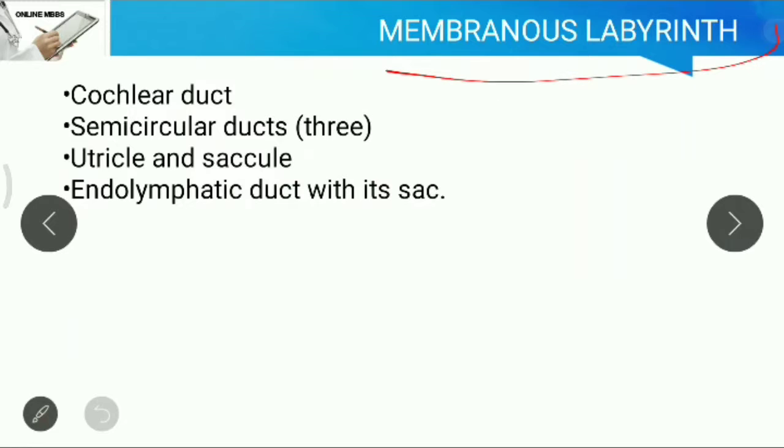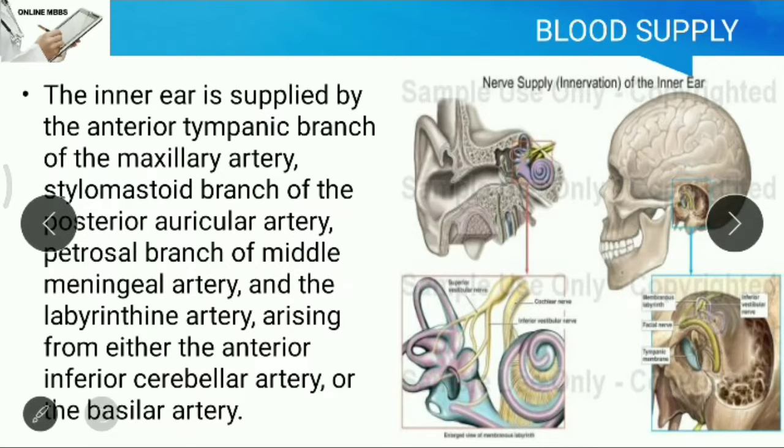Now comes the membranous labyrinth. Membranous labyrinth consists of cochlear duct, semicircular ducts, utricle and saccule, and endolymphatic duct with its sac. Blood supply. The inner ear is supplied by the anterior tympanic branch of the maxillary artery, a stylomastoid branch of the posterior auricular artery, petrosal branch of middle meningeal artery, and the labyrinthine artery, arising from either the anterior inferior cerebellar artery or the basilar artery.